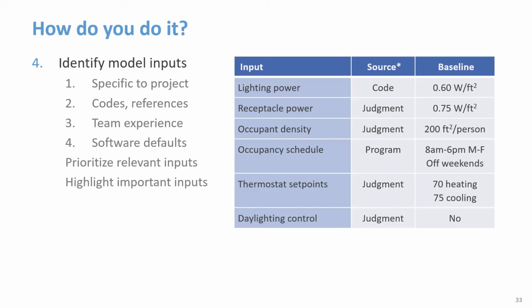On the other hand, if the goal is to understand the relative impact of alternatives, like varying building form or window area, then generic operating schedules and internal loads may be fine. So as much as possible, identify project-specific input values rather than rely on defaults. And then highlight and review those most important inputs with the design team.